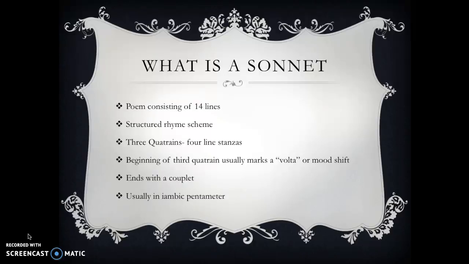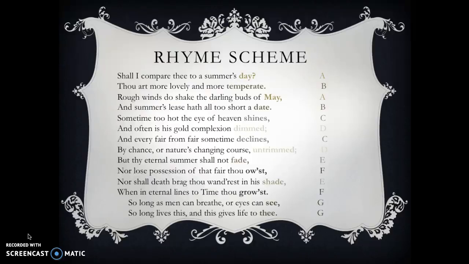All right, so what is a sonnet? A sonnet is a poem that consists of 14 lines. It has a very structured rhyme scheme. It's split into three quatrains. The third quatrain usually marks a shift in the mood, and it ends in a couplet, which is 2 lines. The Shakespearean sonnets are usually in iambic pentameter, which we will discuss further in this lesson.